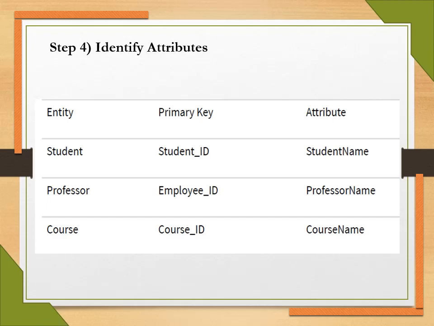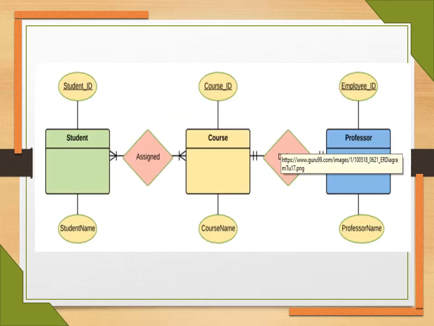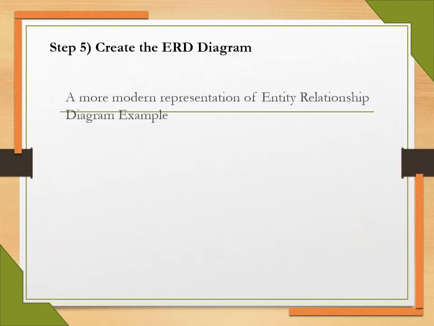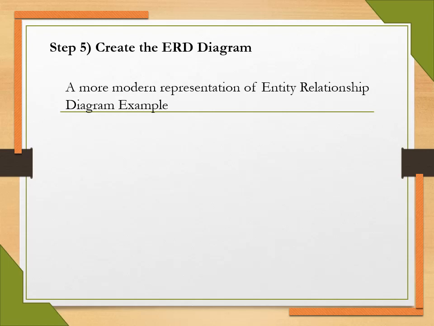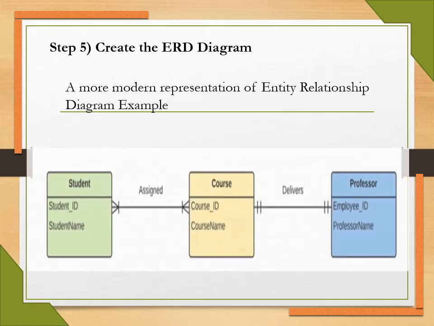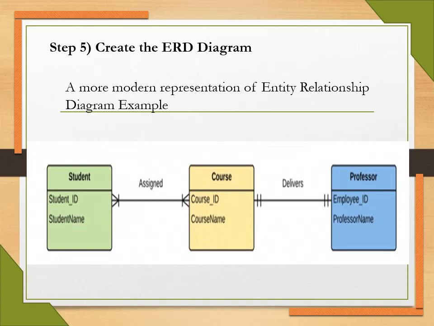So in the entity, we have student, professor, and course. For the primary key, student ID, employee ID, course ID. And the attributes, student name, professor name, and course name. So this is most likely what it looks like in step 4 for creating an ERD. For step 5, a more modern representation of an entity relationship diagram example. So this is how step 5 looks.